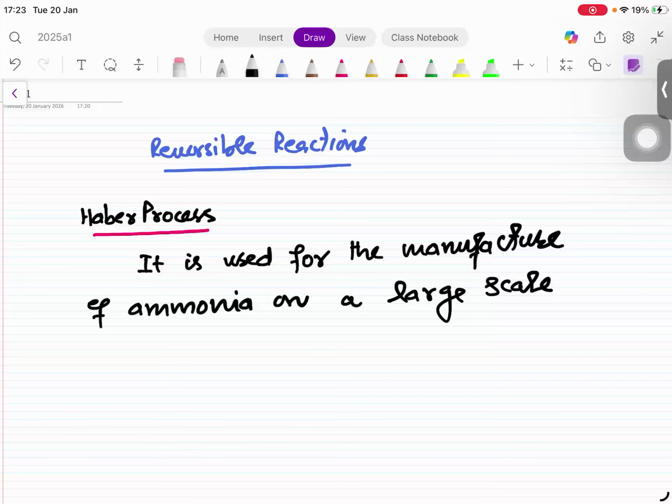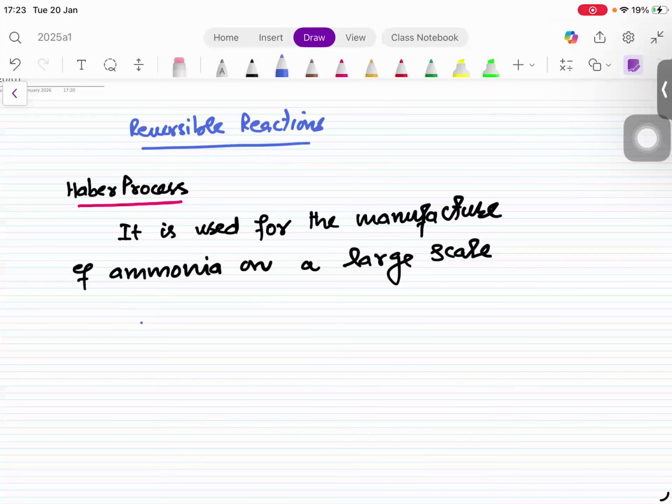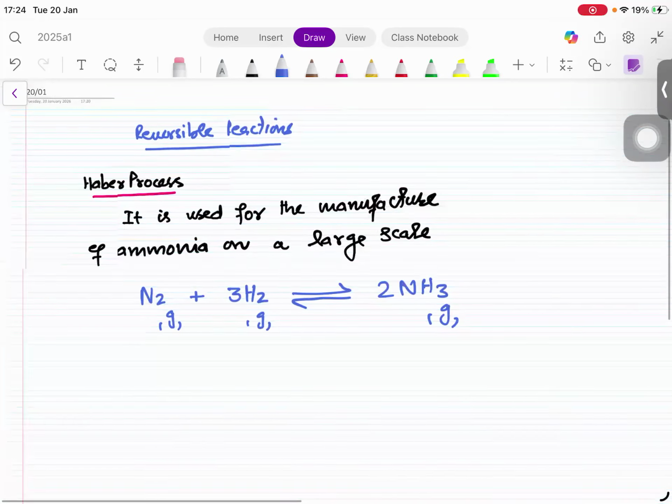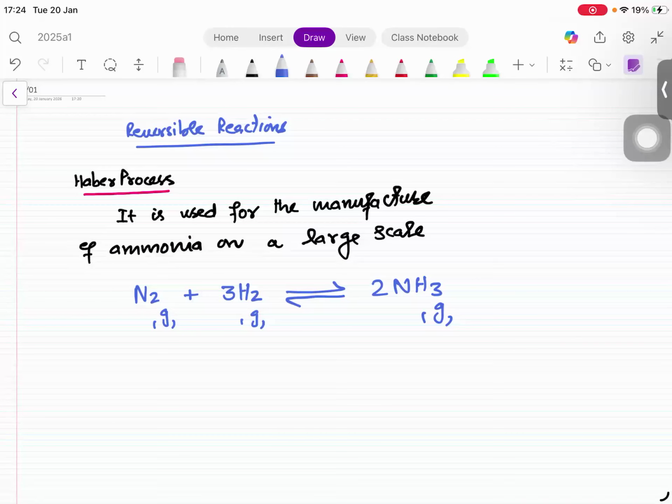What happens in the Haber process? Look, nitrogen gas reacts with hydrogen gas in a reversible reaction to form ammonia, which is a gas. This reaction is known as Haber process. And this is how ammonia is made.